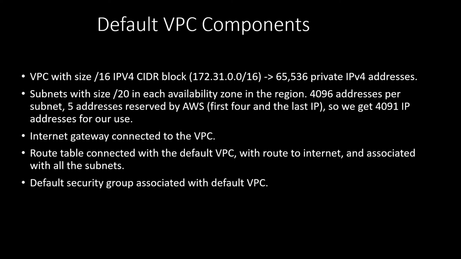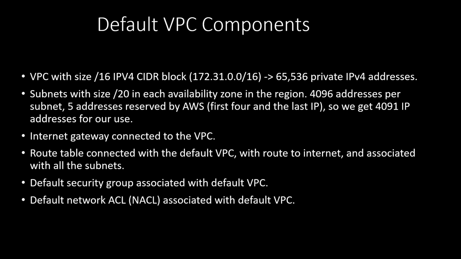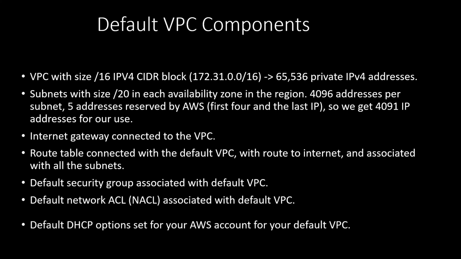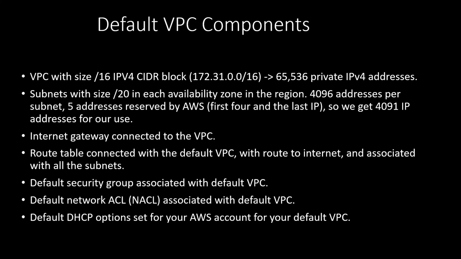Then we get a default security group associated with the default VPC, and default network ACLs or NACLs associated with the default VPC. And then we also get a default DHCP options set for your AWS account for your default VPC. So what is DHCP options? DHCP is Dynamic Host Configuration Protocol, and we can understand it like this: with every device in the TCP/IP network, an IP address is required to communicate over the internet and to communicate with other devices.